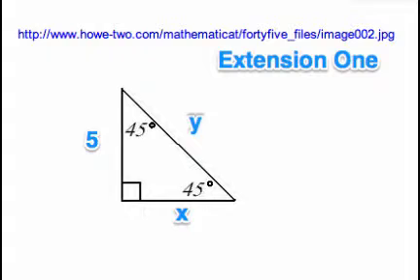So based upon what we just saw, you should be able to find both x and y. Do it now, pause, then come back, and I'll give you the answers.